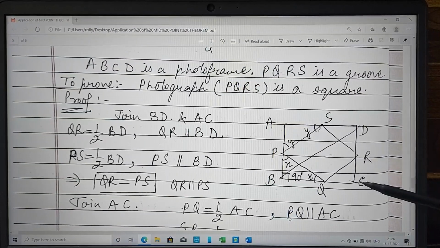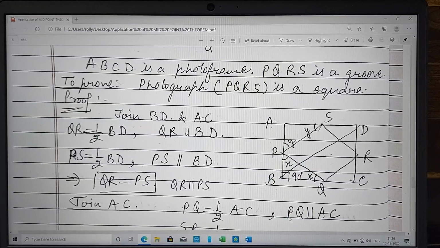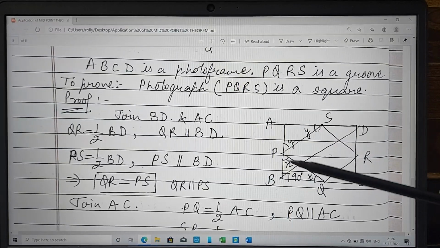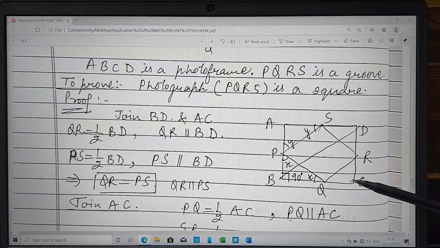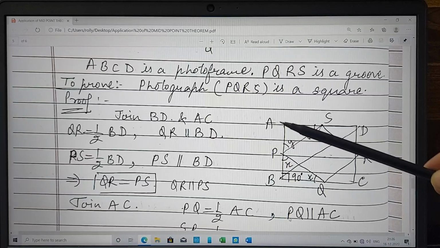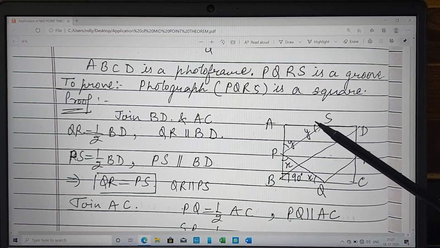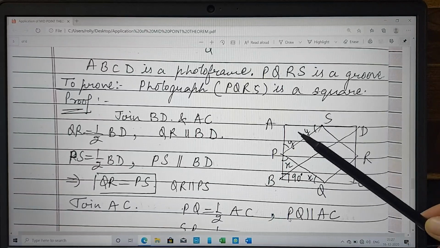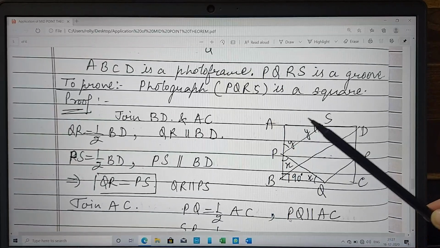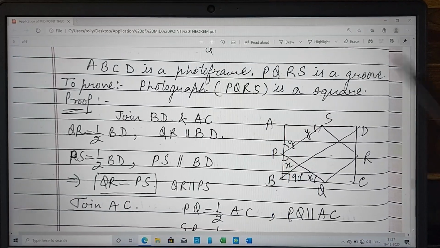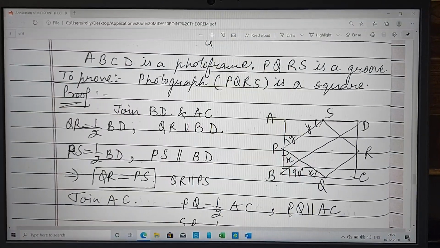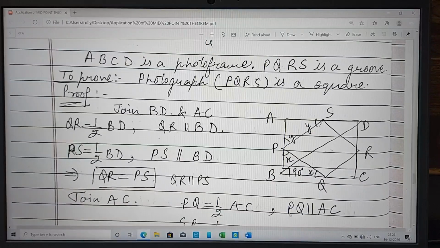If we join AC, then what happens? PQ will be equal to half of AC. Likewise, if we take triangle ACD, S and R are the midpoints of AD and CD. So SR will be equal to half of AC and SR will be parallel to AC. PQ is equal to half AC, SR is equal to half AC. So PQ and SR are also equal. So we have shown that opposite sides of quadrilateral PQRS are equal and parallel. So it is basically a parallelogram.